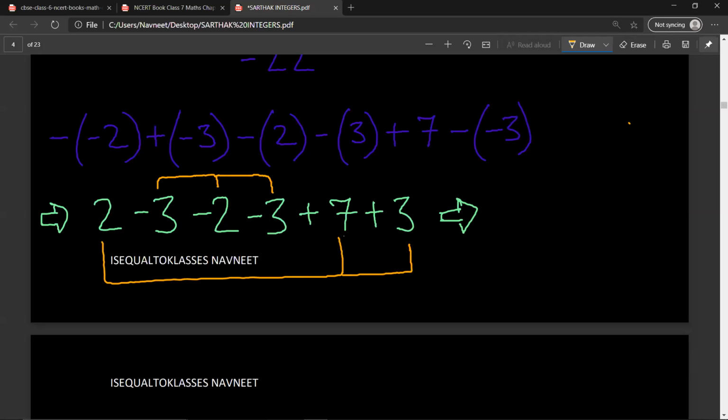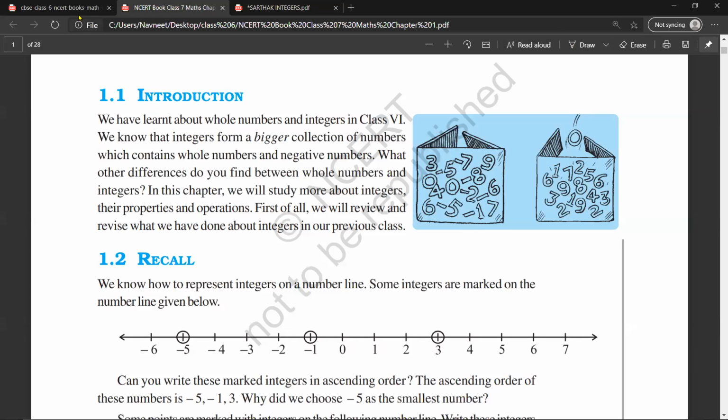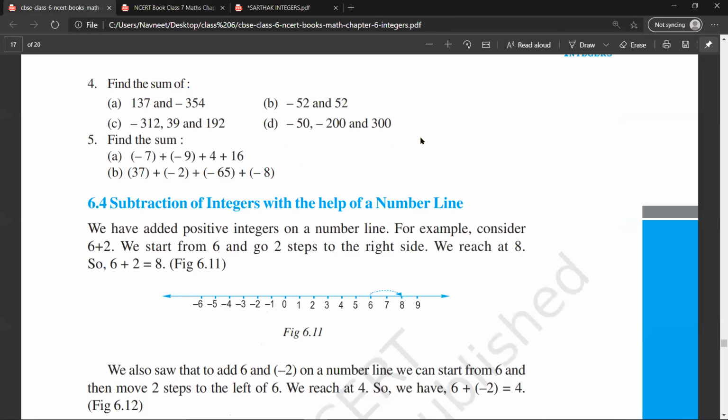Okay, let us solve. So 7 plus 2 is 9. 9 plus 3 is 12. Minus 3 minus 2 is minus 5. Minus 5 minus 3 is minus 8. So this is minus 8. This is plus 12. My final answer would be 4. Mr. Sarthak, is it correct? Yes, sir. Have you understood, Sarthak? Yes, sir. Is there any difficulty now? No, sir.